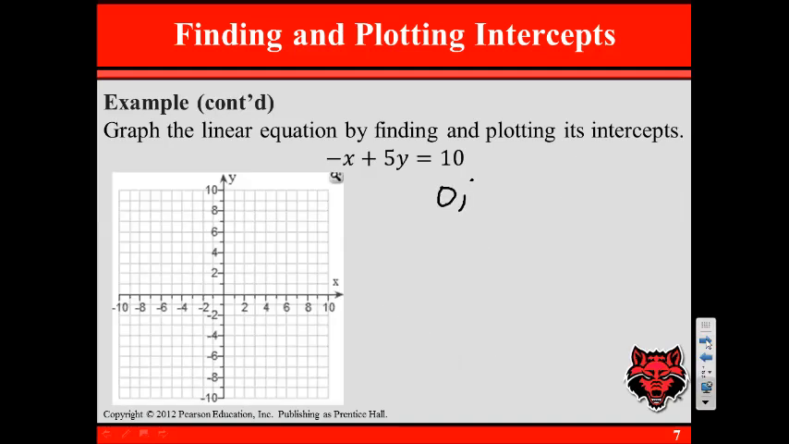So we had (0, 2) and (-10, 0). To graph the y-intercept, (0, 2), we start at the origin. We don't move any left or right. We move 2 units upward. To graph the x-intercept, we start at the origin. We move 10 units to the left. We don't move any up or down. And that makes sense. The x-intercept should lie on the x-axis. The y-intercept should lie on the y-axis.